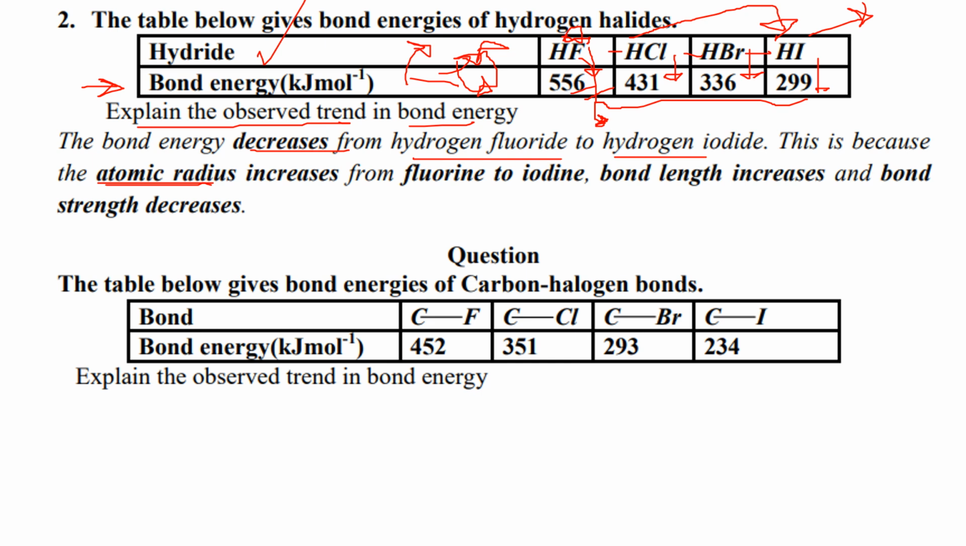So that's why our reason is, this is because the atomic radius, we use atoms because in covalent compounds we consider atoms combining. The atomic radius increases from fluorine to iodine, and therefore bond length also increases. The longer the bond, the weaker it is, and the shorter the bond, the stronger it is. So since bond length is increasing, we expect bond strength to decrease in the same manner. That's why these values decrease progressively from hydrogen fluoride to hydrogen chloride to hydrogen bromide, and lastly to hydrogen iodide.